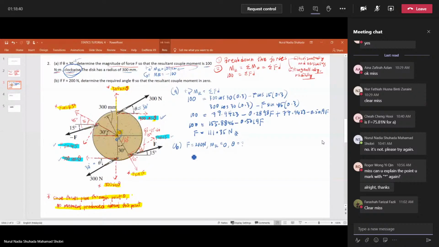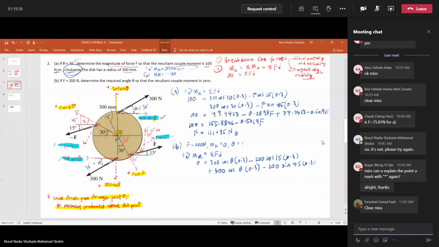So in this case, resultant moment is 0. So you guys can just directly copy from up here. 300 cos theta times 0.3 distance minus F is 200, so 200 cos 15 times 0.3 radius plus 300 cos theta times 0.3 minus 200 sine 45 times 0.3. Okay.